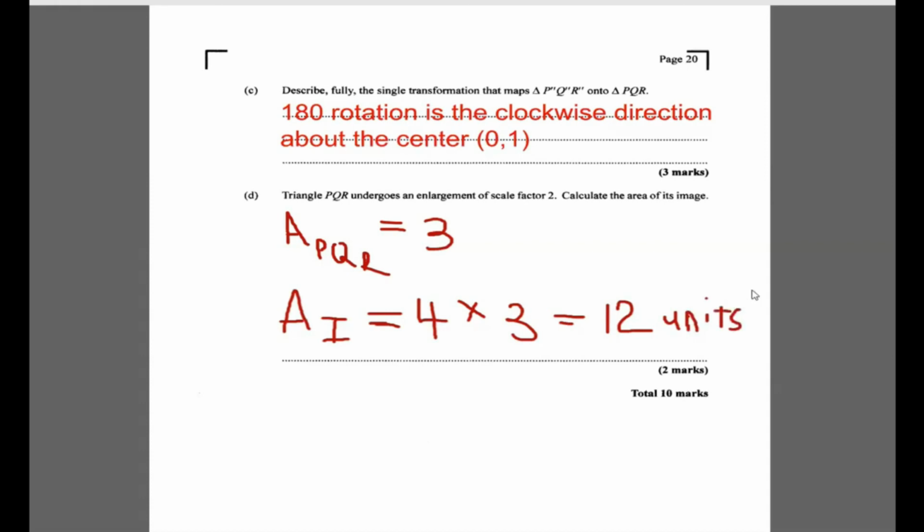Now the formula is coming back to me. Always remember this: whatever the scale factor is, if the scale factor is k, then the area of the image is k squared times the area of the object. That's the formula. If you don't like to reason it out like this, you can use the formula. Area of the image is k squared times the area of the object. Just came back to me.